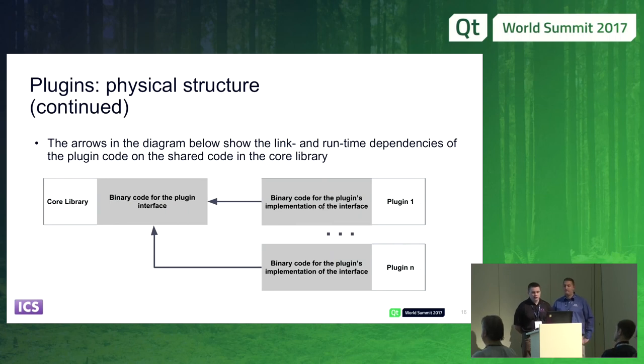An illustration would be this. Basically, you would have multiple plugins, right, with binary code for their implementations of the plugin interface in them, referencing, linking to the binary code for the plugin interface in the core library. And curiously, if you think about this, it's basically what we do every day with QObject-based classes, right? Because QObject actually comes from a library. You cannot link it into an application. That's it.